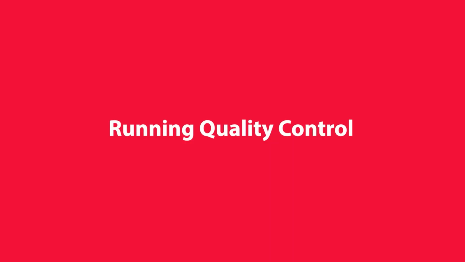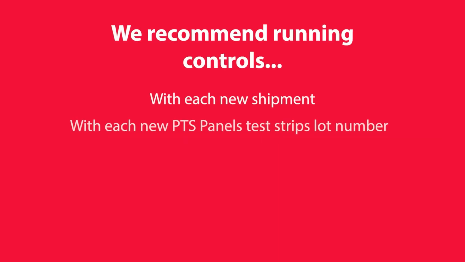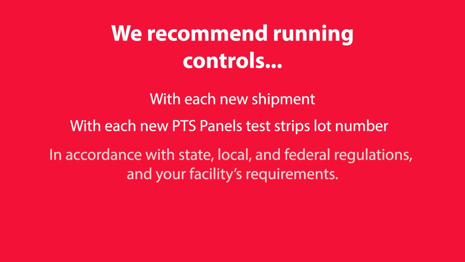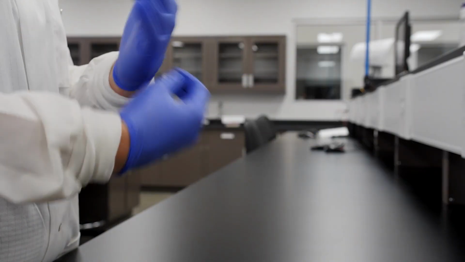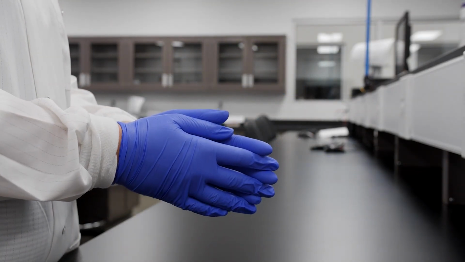Running quality control helps to ensure the accuracy of your test system. We recommend running controls with each new shipment, with each new PTS Panels test strip lot number, in accordance with state, local, and federal regulations and your facility's requirements. To run controls, first put on medical quality disposable gloves.